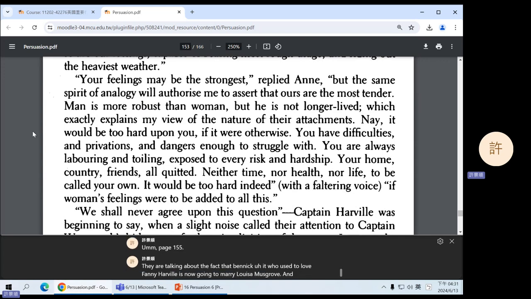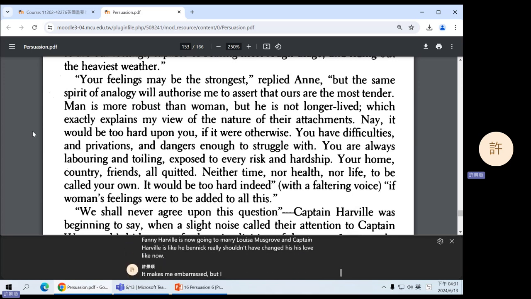And Captain Harville is like, Benwick really shouldn't have changed his love. Like, now it makes me embarrassed, but I still want to argue that men love the longest. And Anne says, no, women love longer. And they have a debate.